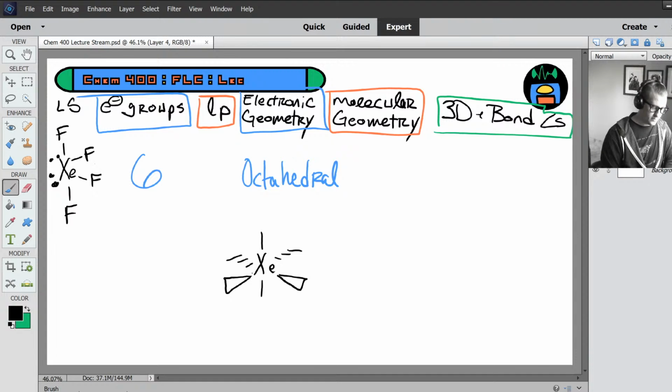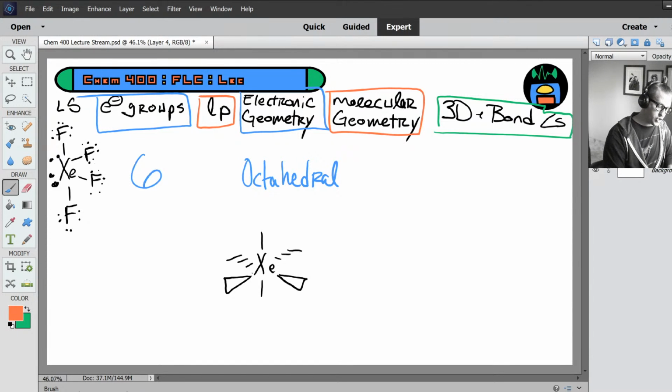All right. Oh, and I missed all my lone pair dots on this little structure. Let me fix that. All right. Now, we know that our electronic geometry is octahedral.